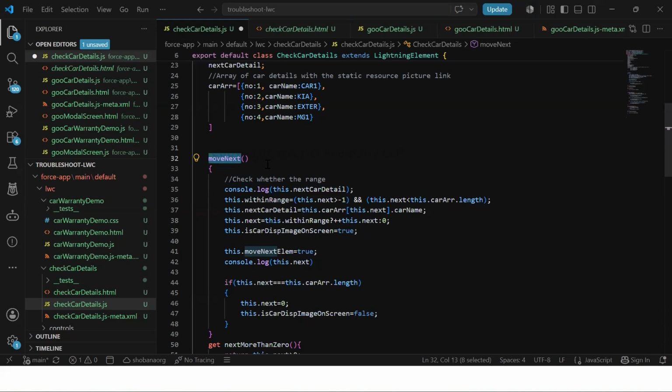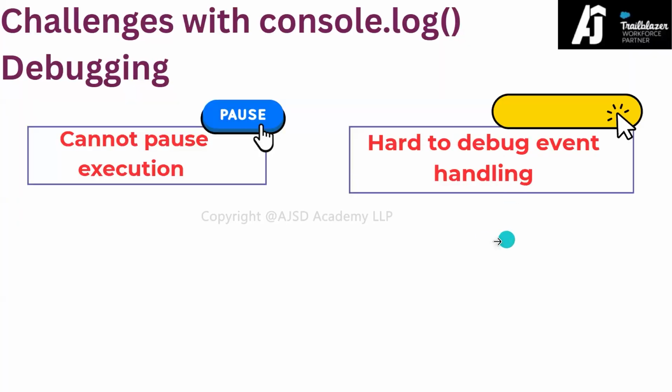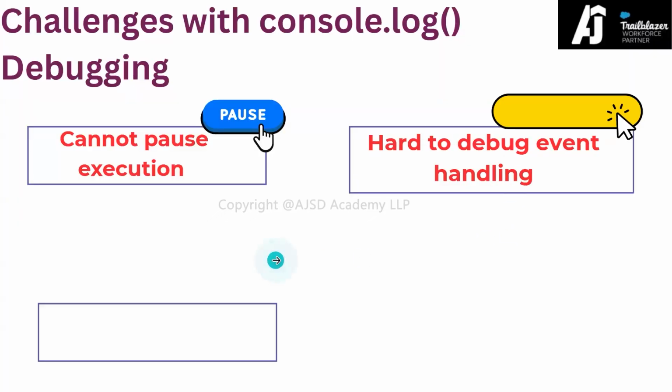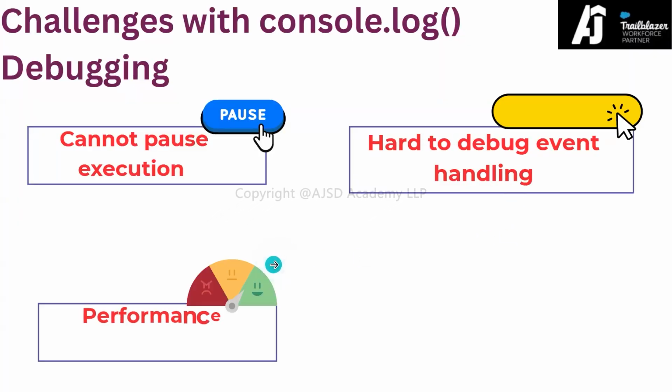But in a real-time project, you'll have lots of button clicks. So if you want to check which particular click is not working fine, if you go with the traditional console.log method, you have to use console.log in every handler. Okay. And there comes the next issue. If you use a lot of console.logs to debug your LWC component, you will have performance issues. And you'll be literally confused a lot. Which particular click is producing this console.log error message?